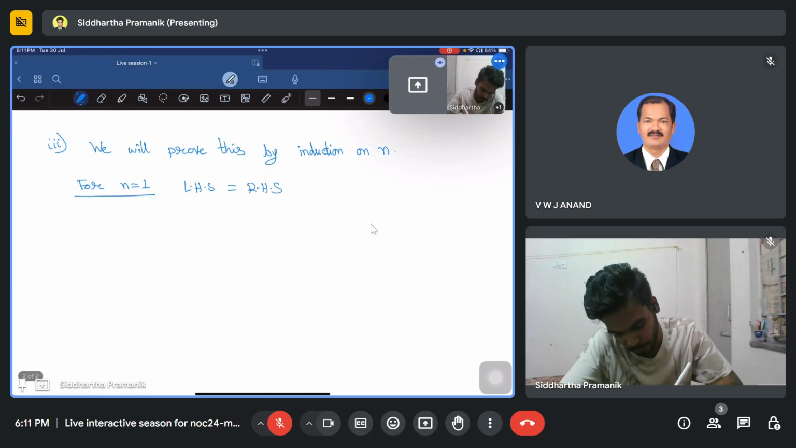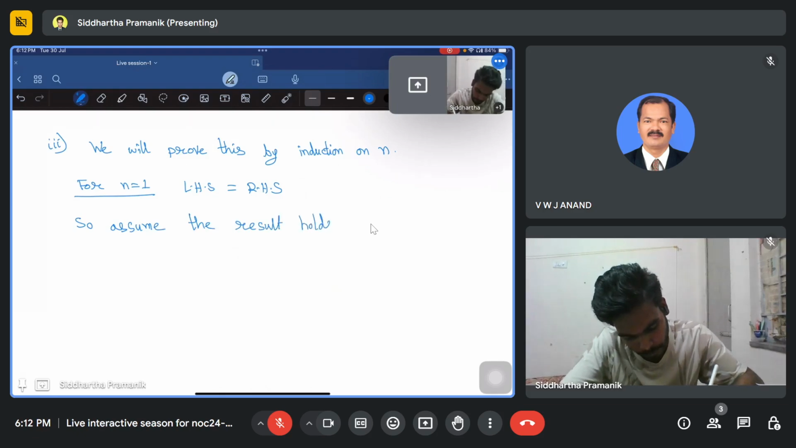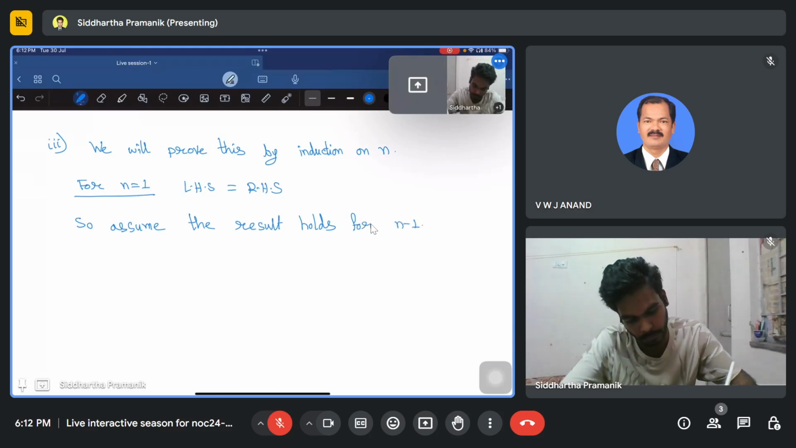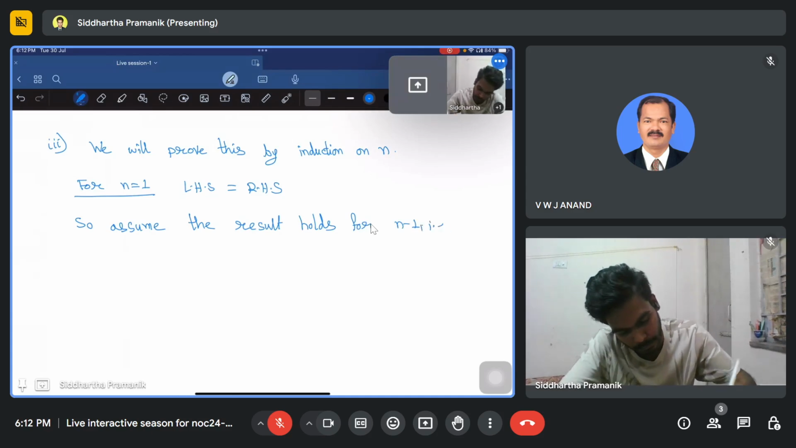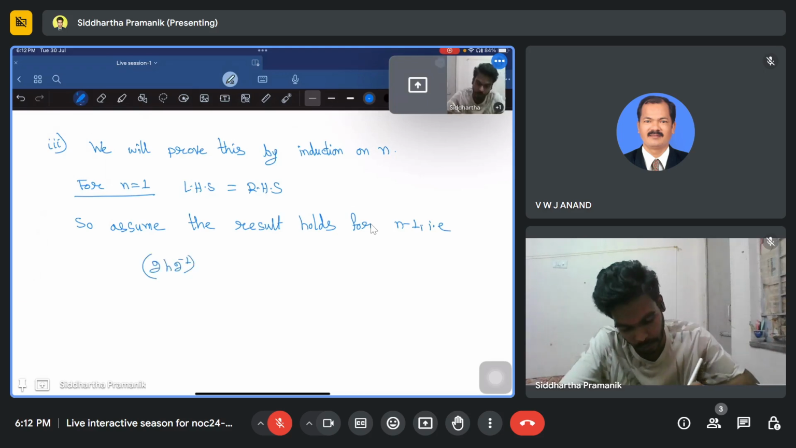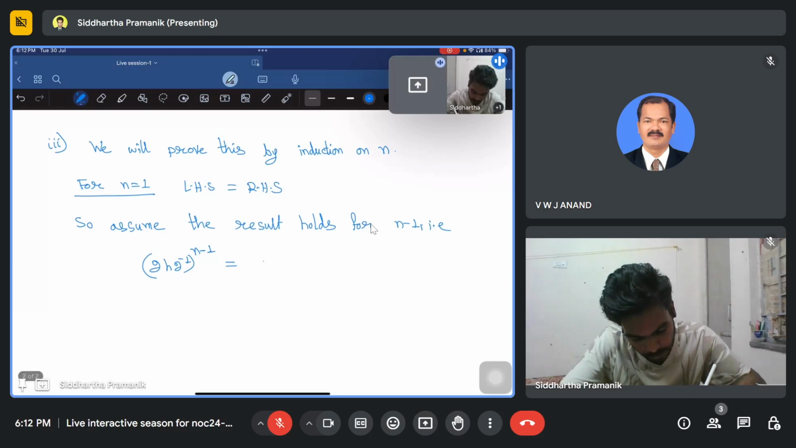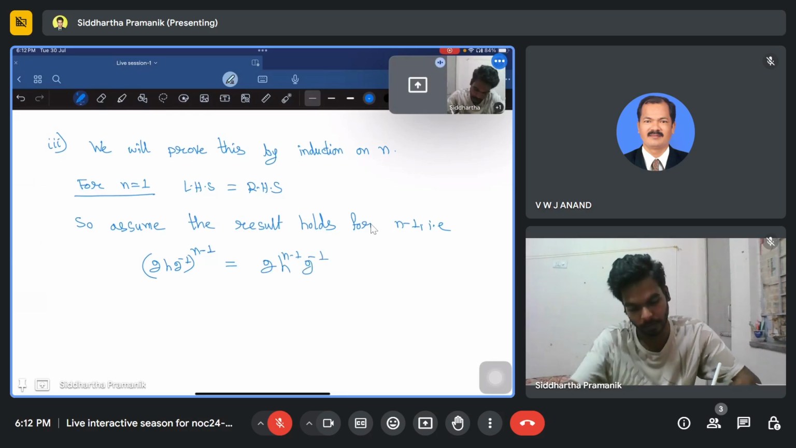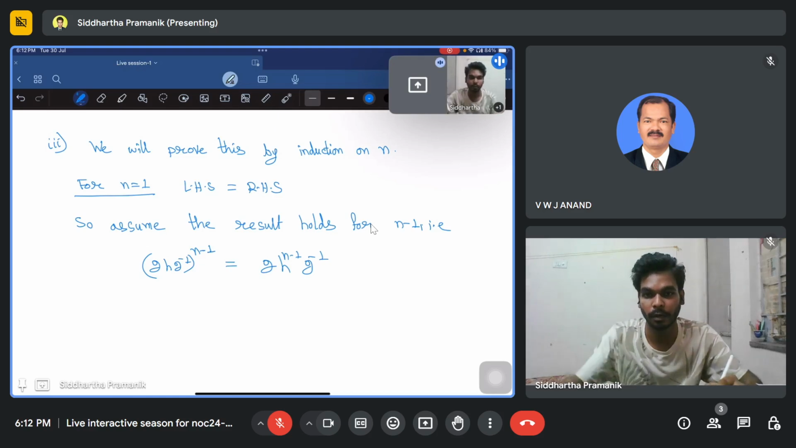So now assume the result holds for n minus 1. That means if you take the element g h g inverse and take its n minus 1th power, that is same as g h^(n-1) g inverse. So we need to prove for n.